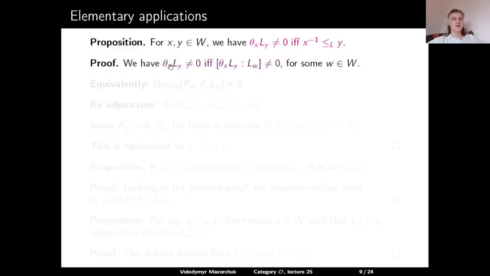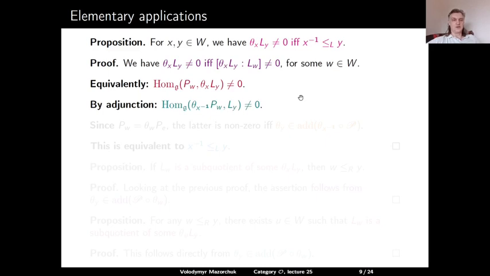Proof: so we have that the module theta x Ly is non-zero if and only if it has some simple subquotient Lw. Equivalently, this means that there is a non-zero homomorphism from Pw to this module theta x Ly. So here w is some element in W. So using adjunction, we can move theta x to the left variable and get that this means that the hom from theta x inverse applied to Pw to Ly should be non-zero.